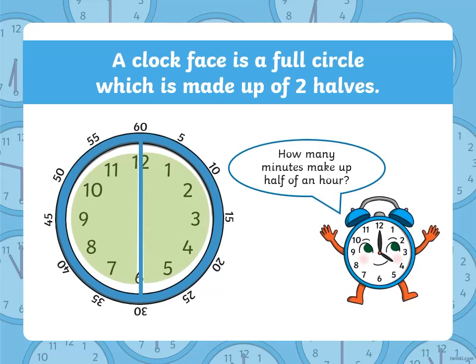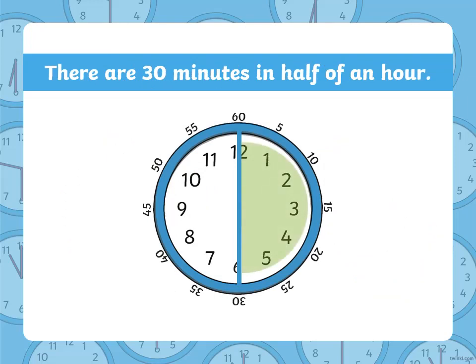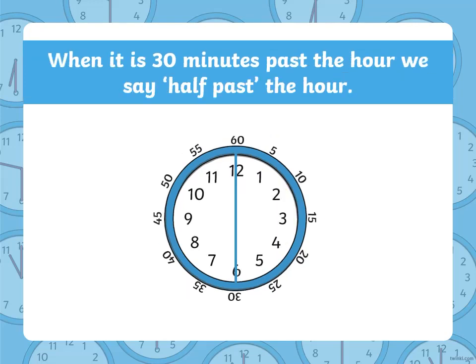How many minutes make up half an hour? Well, we just said this, didn't we? But there's a special way that we can work it out. We were counting by 5s last week. Let's see if you can do it again. 5, 10, 15, 20, 25, 30. Excellent. So how many minutes make up half an hour? There are 30 minutes in half an hour. When it is 30 minutes past the hour, we say half past the hour.